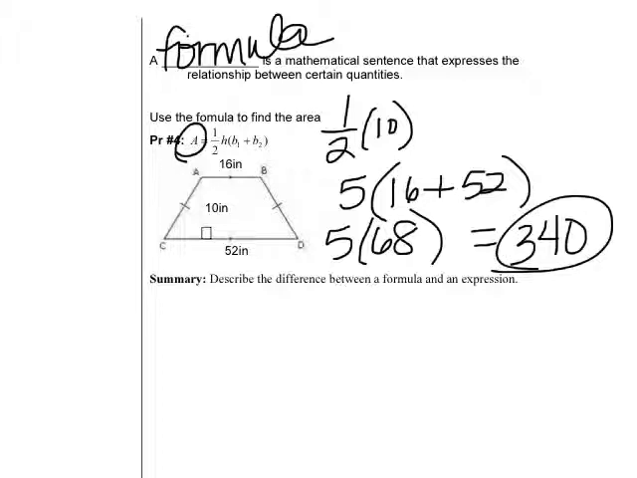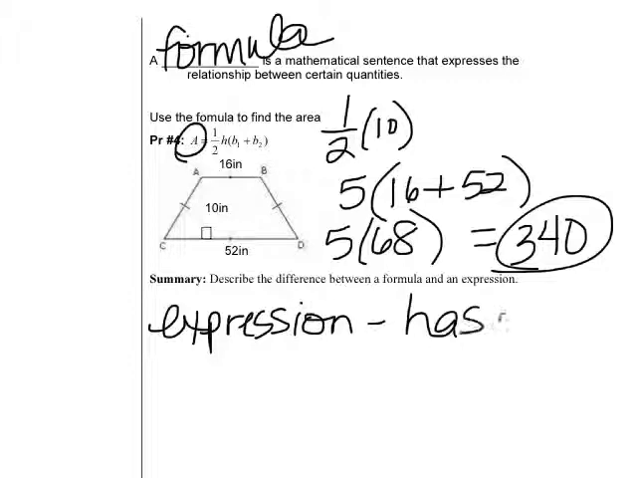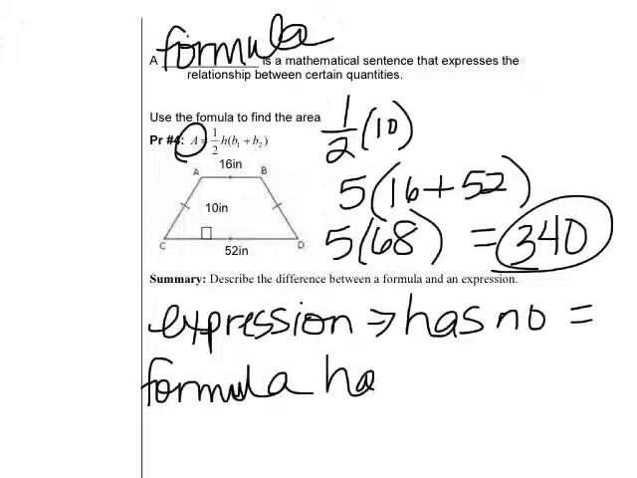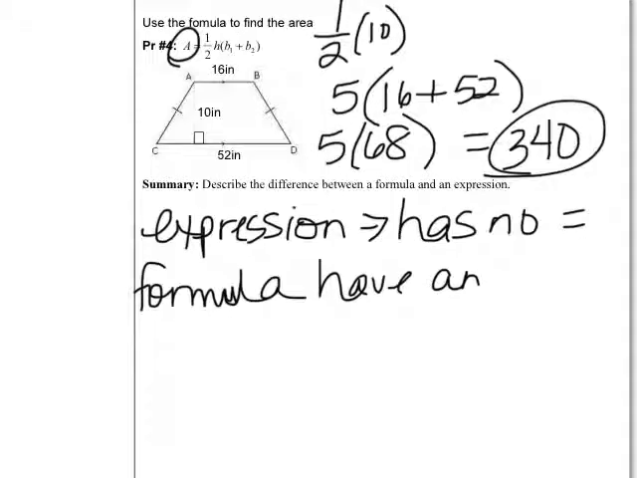So the difference between an expression and a formula, the biggest difference is that an expression has no equal sign. Formulas have an equal sign. The difference between an equation and an expression is an equation, by the word in it, has an equal sign. Those are the notes.